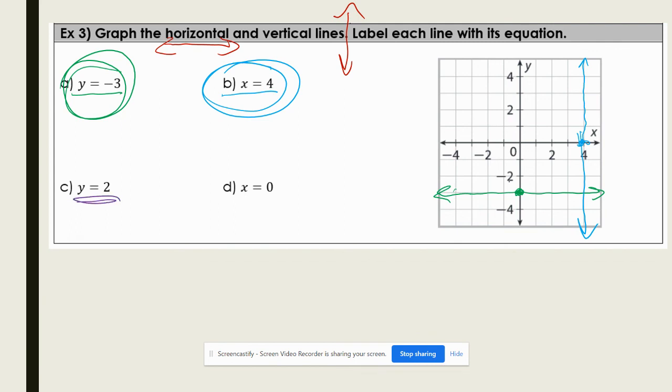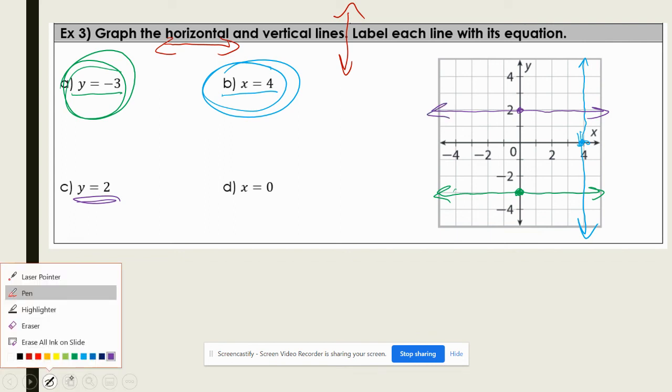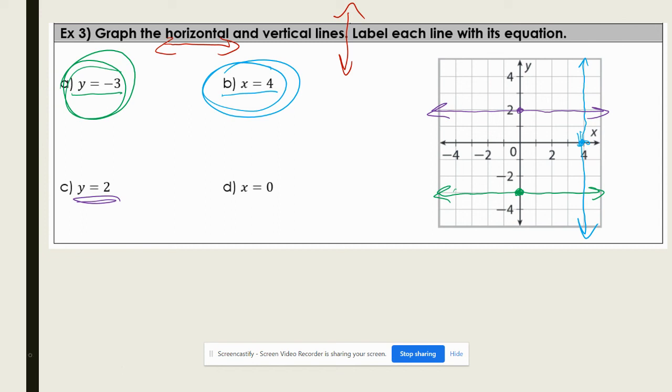Y is equal to positive 2 right here, and all along here. And one more color. Do this one. X is equal to 0. X is equal to 0 right here, and all this way, right there on the y-axis. That's x is equal to 0.